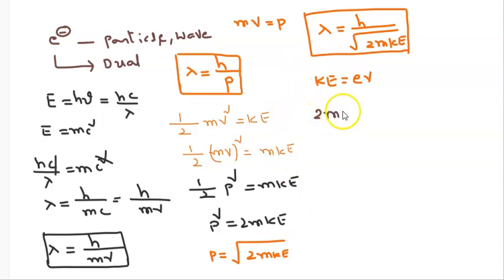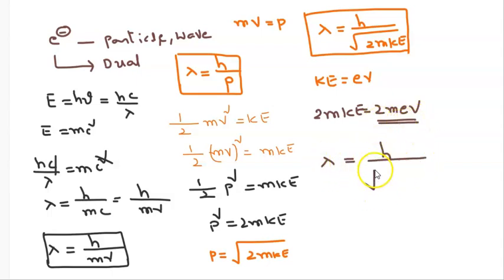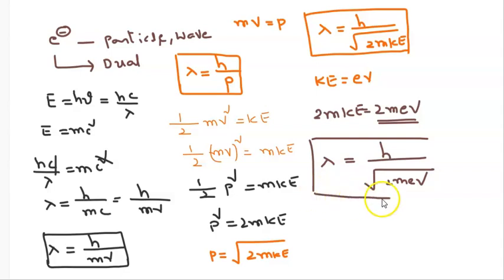Then 2m KE is equal to 2meV. In the place of 2m KE, you can put 2meV, then lambda is equal to h by square root of 2meV. Here h is Planck's constant, m is the mass of the species, e is the charge, and V is the accelerating potential.